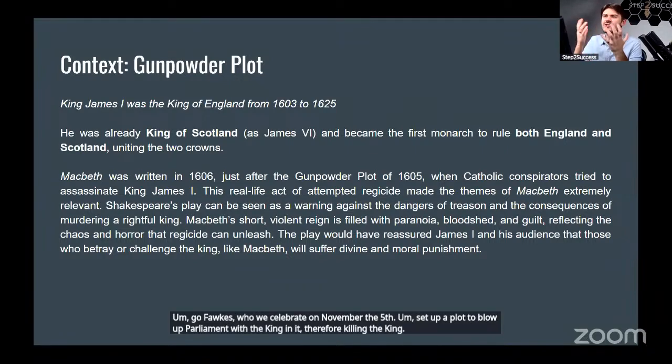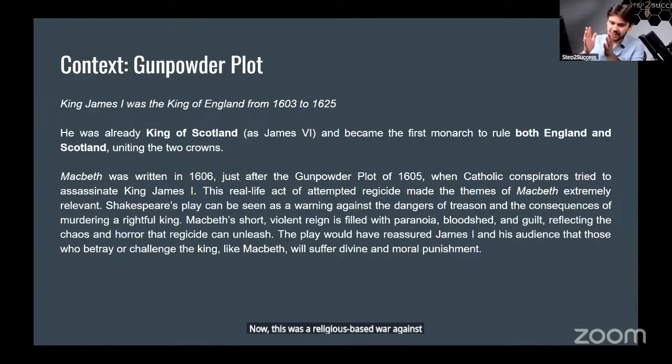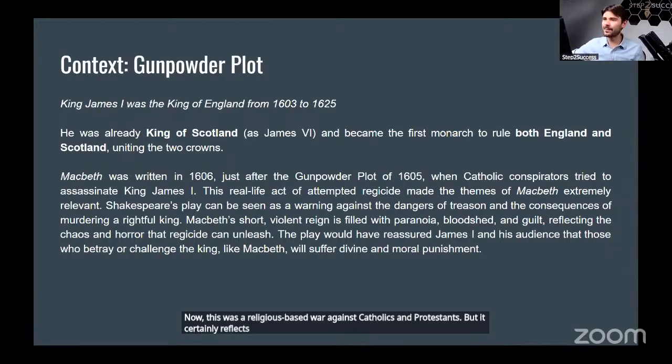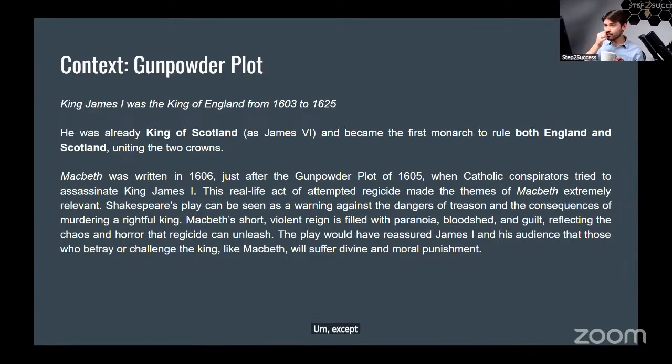Now, this was a religious-based war between Catholics and Protestants, but it certainly reflects the importance of what happens in the play Macbeth. Now, King James I was already a monarch. He ruled in Scotland before England, except in 1603, he became the King of England as well. And Macbeth was written in 1606, just after this attempted murder had happened in 1605. So this real-life act of attempted regicide, killing the king, made the themes of Macbeth extremely relevant.